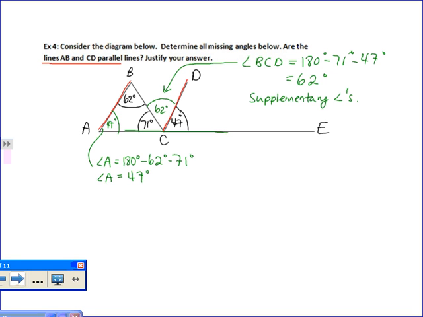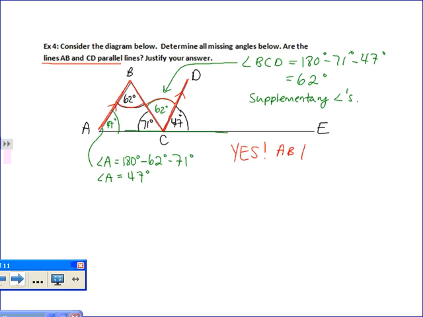Let's ask ourselves now, are the lines AB and CD parallel? Well, we need to find a relationship that proves this. There are at least two relationships that I can see here. One relationship that I see is that I have a Z shape formed that looks like this, and I know that alternate interior angles must be equal. Okay, so yes, right away I can see that they are equal. So those two lines are indeed parallel lines.